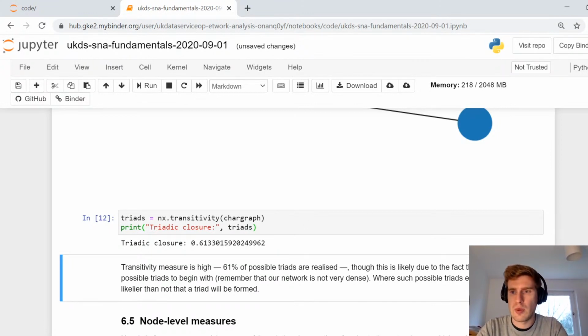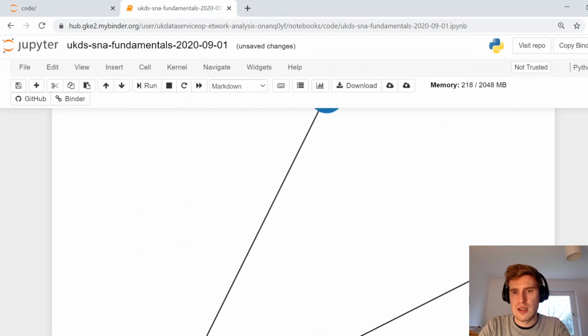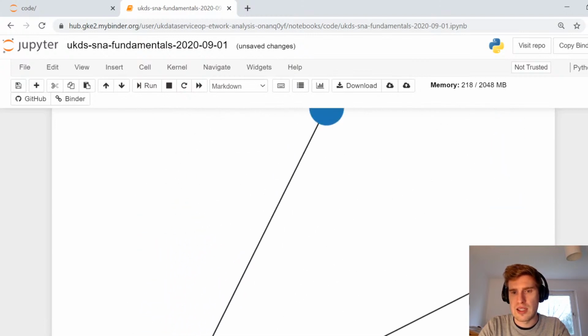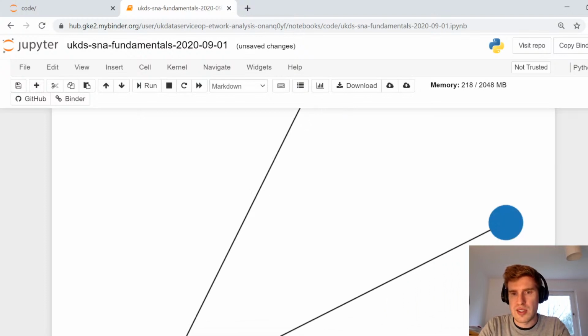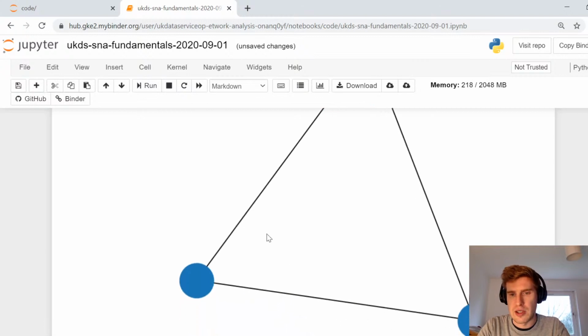That's quite high. What that means is if we see examples where charities have an organisation in common, those two charities are likely to form a bond between them. Just to scroll up quickly, if we see this scenario here, the absence of a connection between two charities, then about 60% of the time it forms into this kind of connection, so a triad or a triangle.